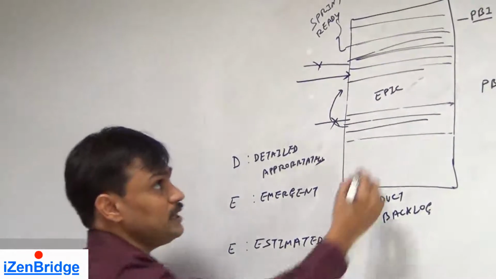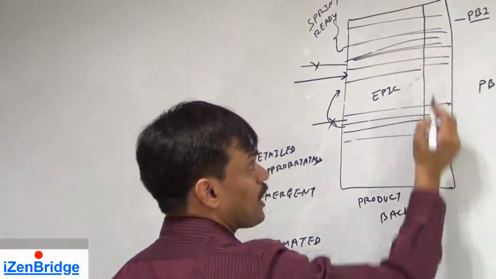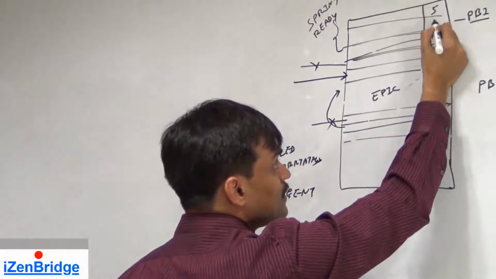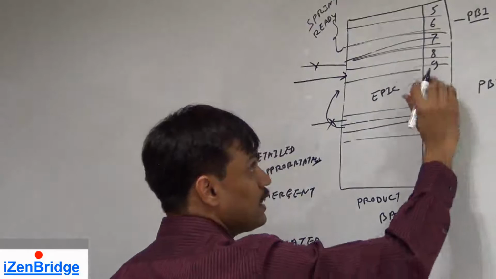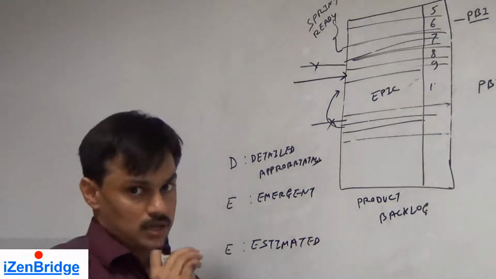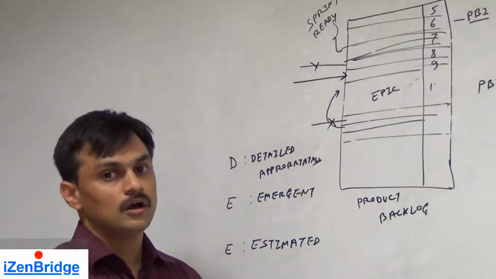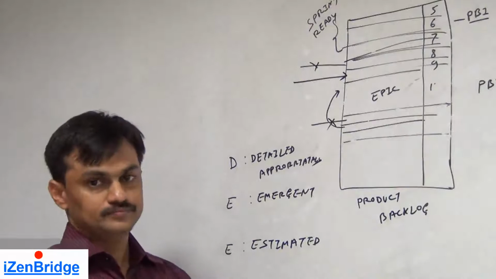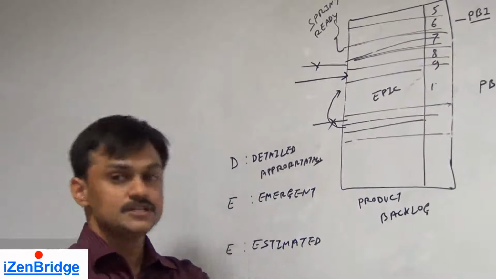Secondly, what does it mean? Every item which is a part of product backlog should have some size number attached, which can give us an idea of the work or the cost involved in developing that particular product backlog item. Now, this will help a product owner to prioritize it.